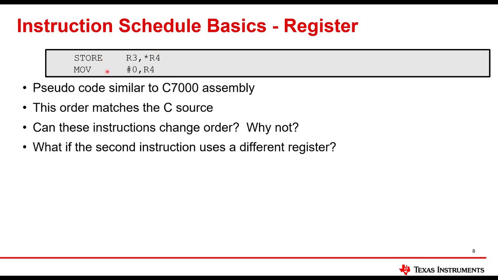But what if the second instruction uses a different register? Instead of R4, it picked R5, R7, any other register. Could they change order then? And the answer is yes. You could write these instructions in either order and you would still compute the same result in that case.